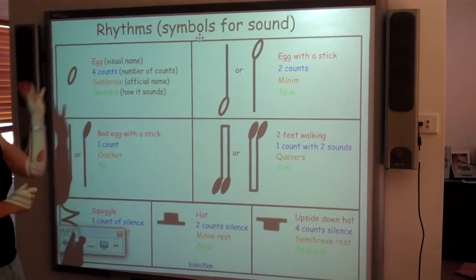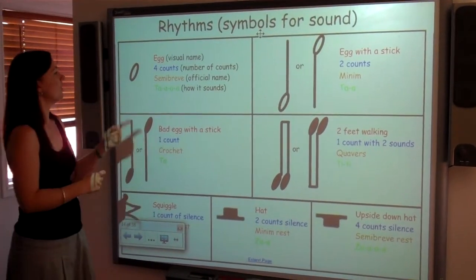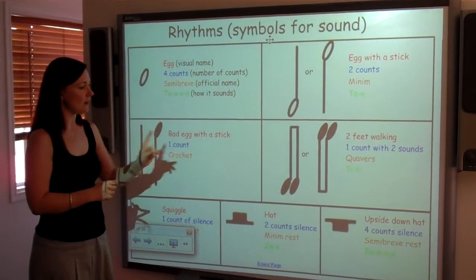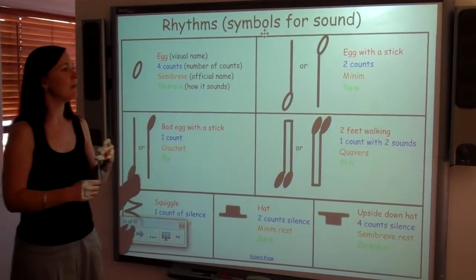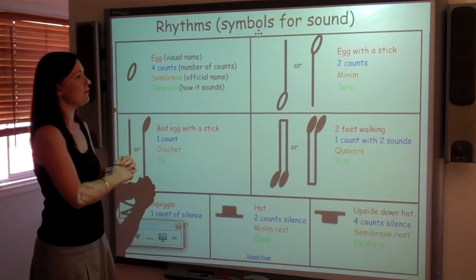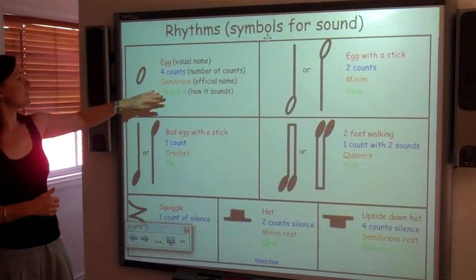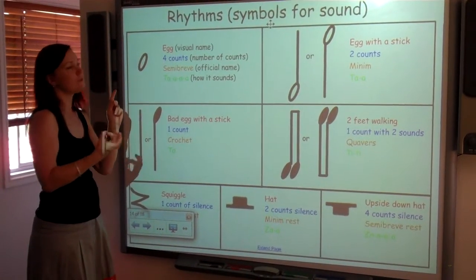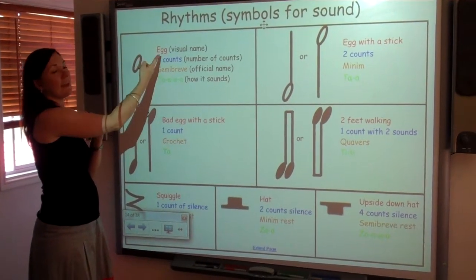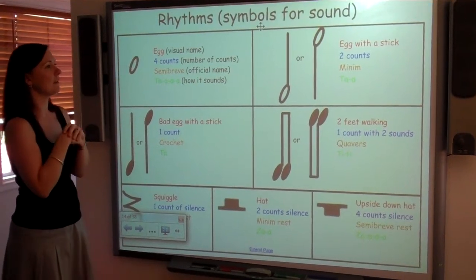Okay, this is just a chart that I would use with my students to help explain the different music symbols that I'd be using, particularly with junior and middle primary, but upper primary, good to reinforce as well. There are 4 different ways you can think of each musical symbol. We can have a very simple visual name. This note looks like an egg. So with younger students, that's something they remember.